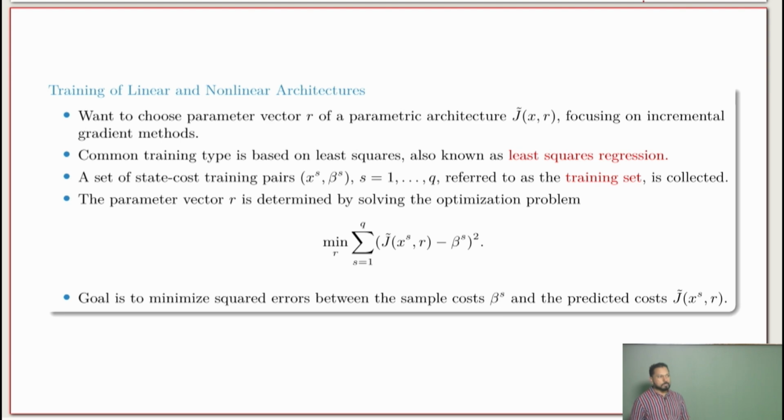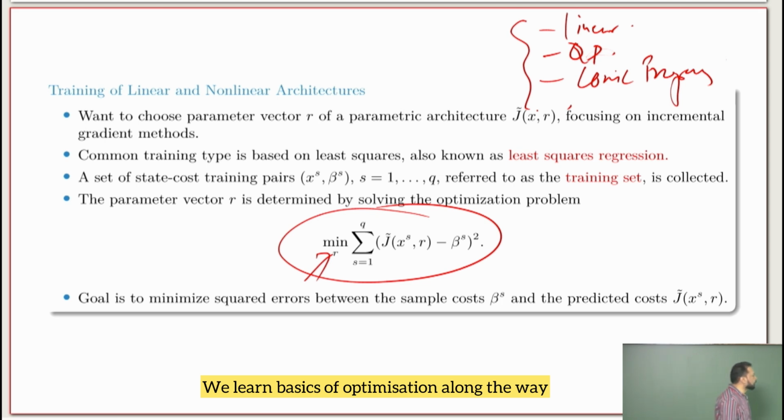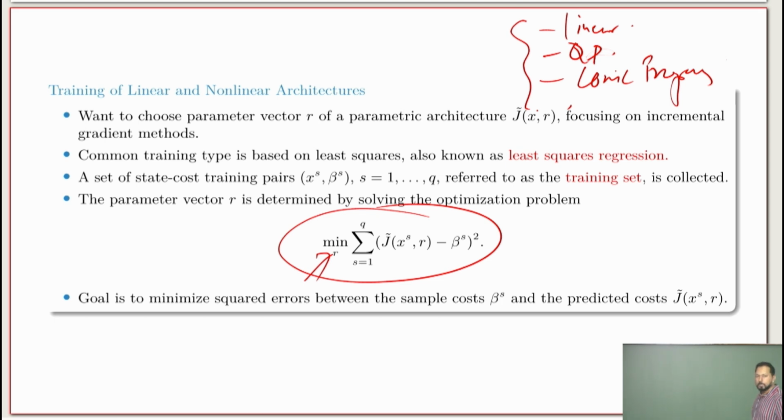So obviously this is an optimization problem where we want to minimize this over r. r is the unknown variable in the optimization problem. Now it all depends on what type of approximation function j tilde is. Optimization problems come in a wide variety of cases: linear programs, quadratic programs, and constrained conic programming. These are all from convex optimization. Wherever we need optimization, I will explain along the way. I don't plan to teach it separately.